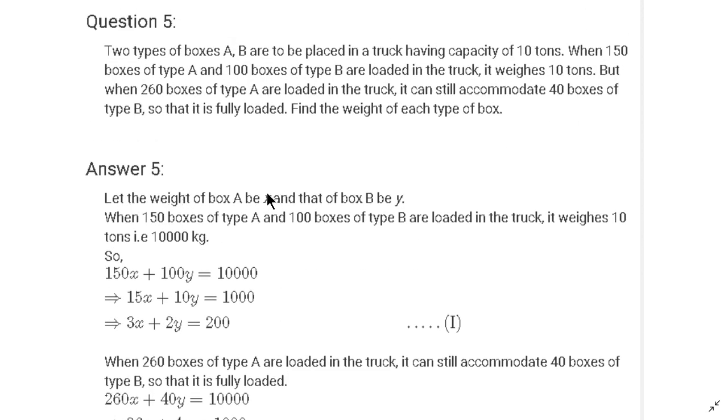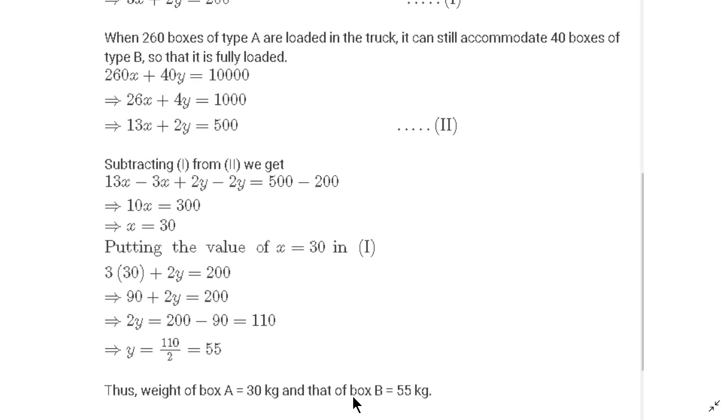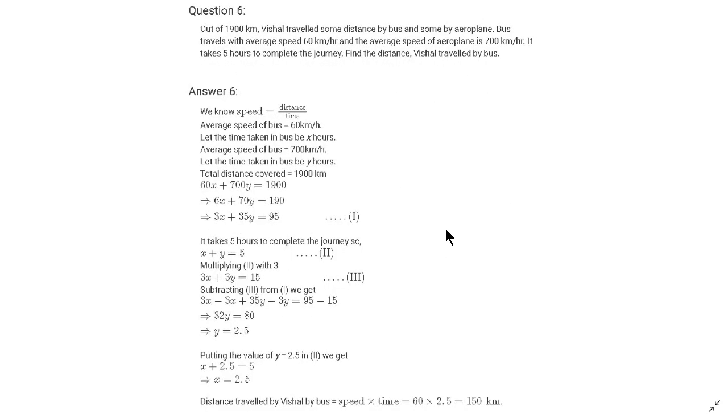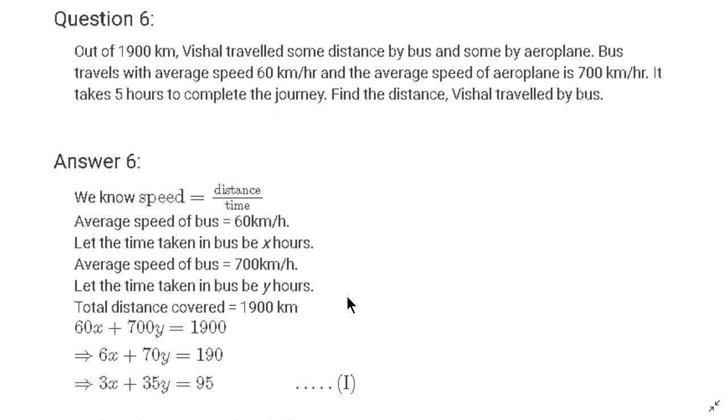Let the weight of box A be x, so that the weight of box A is 30 and the weight of box B is 50. Now, question number 6.